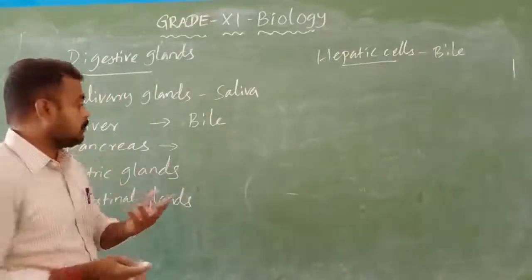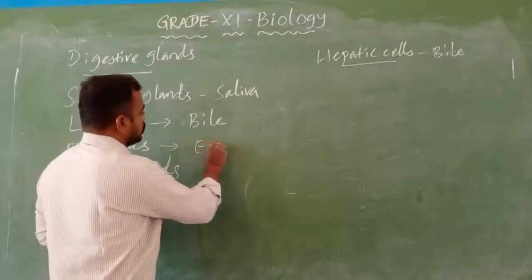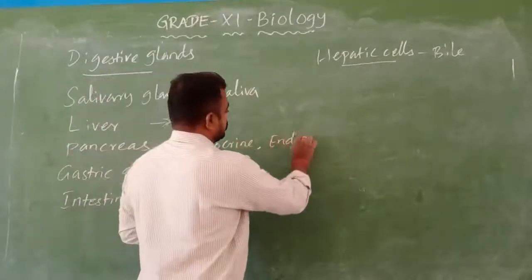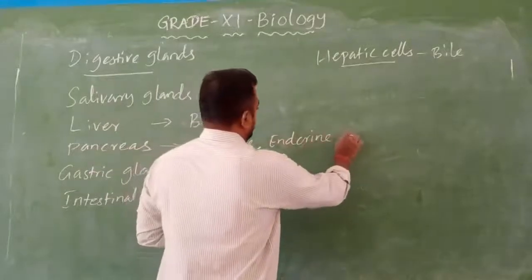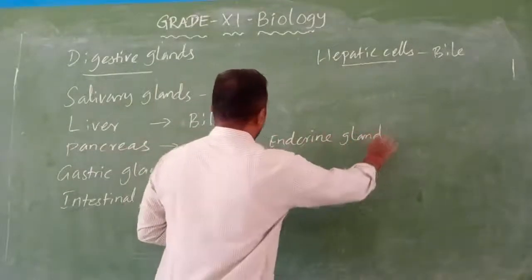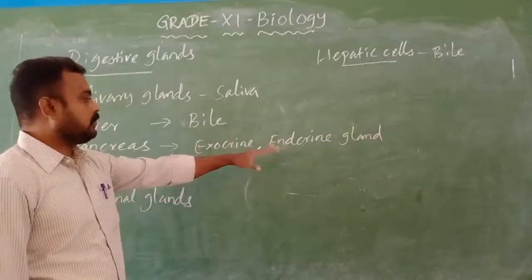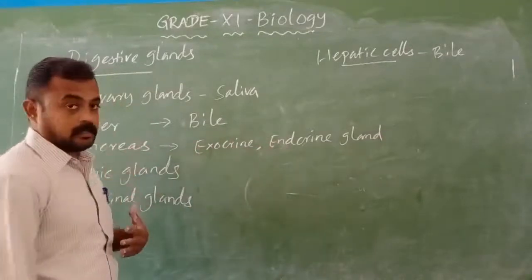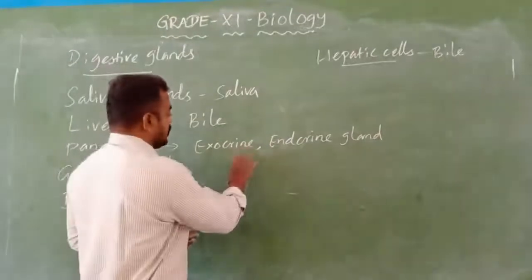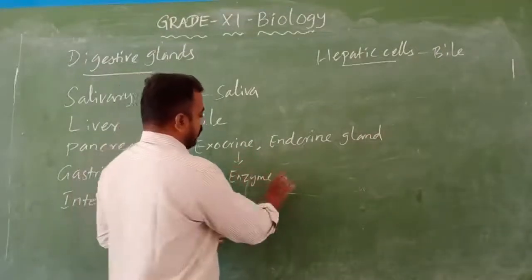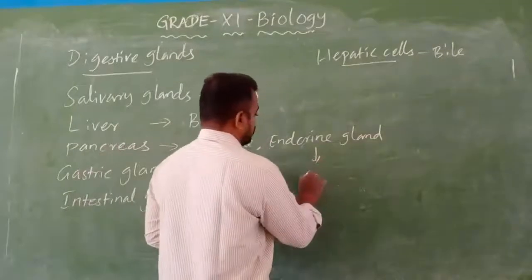two glands. One is exocrine and another one is the endocrine gland. Exocrine gland and endocrine glands, both we have in the pancreas. Exocrine secretes enzymes. Endocrine secretes the hormones.